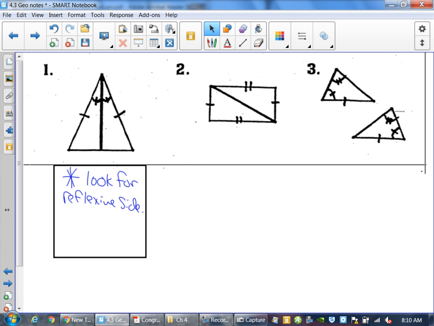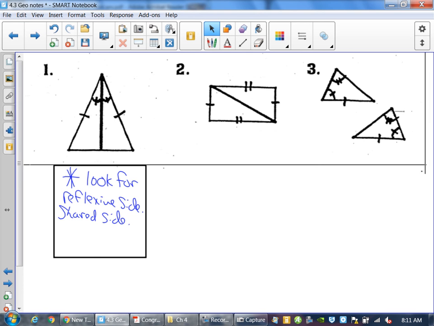What I want to do here is say, look for what's called a reflexive side. The reflexive side is a side that's shared between 2 triangles. Leave a little bit of space, because I'm going to add to that later about how you write that in a proof, but I'm not going to worry about that right now. What I wanted you guys to say is, look for what's called a shared side. Because if something is shared between 2 triangles, isn't it congruent to itself?